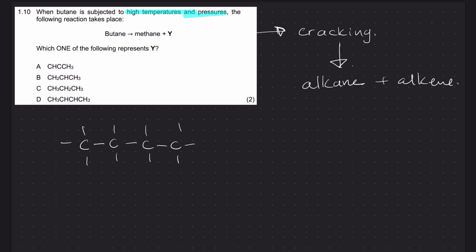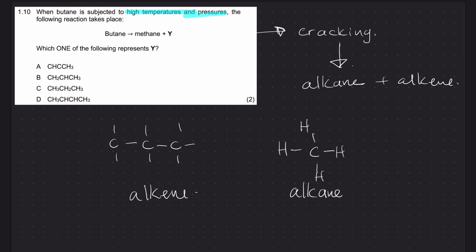So if I had to cut this out, this is my alkane. So we have hydrogens here. So that means somewhere or somehow this must be an alkene. So we need to be looking for a 3-carbon, 1, 2, 3-carbon alkene. Now the number of hydrogens here is obviously not going to be correct, but we're just looking for a 3-carbon alkene. So let's look at our options.